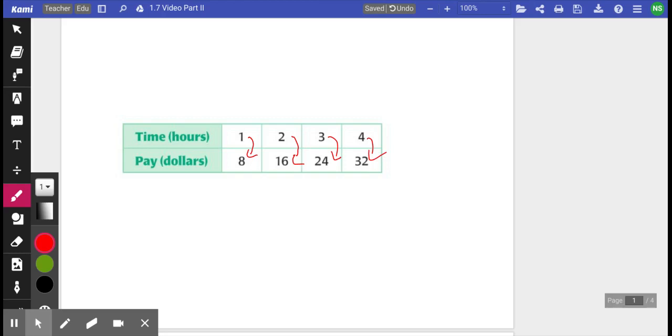So to get from 1 to 8, I could either add 7 or I could multiply by 8. So if I go to check my other input values, 2 plus 7 is 9. I'm looking for 16, so that won't work. 2 times 8 is 16, so that would work. 3 times 8 is 24, that would work. 4 times 8 is 32. So just like for our last function rule, we have x as our input, y as our output. So I can say y, the output, is the same as the input, or x, multiplied by 8.